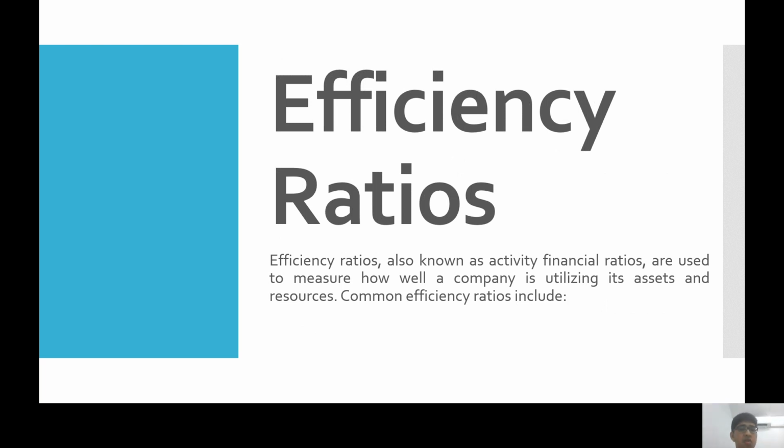Efficiency ratios, also known as activity financial ratios, are used to measure how well a company is utilizing its assets and resources. So, from the name itself, efficiency, how efficient is the company? How good is the performance of the company in conducting its business, di ba? Kasi dito, sabi nga, how well a company is utilizing its assets and resources. So how good, di ba, ang management sa business.